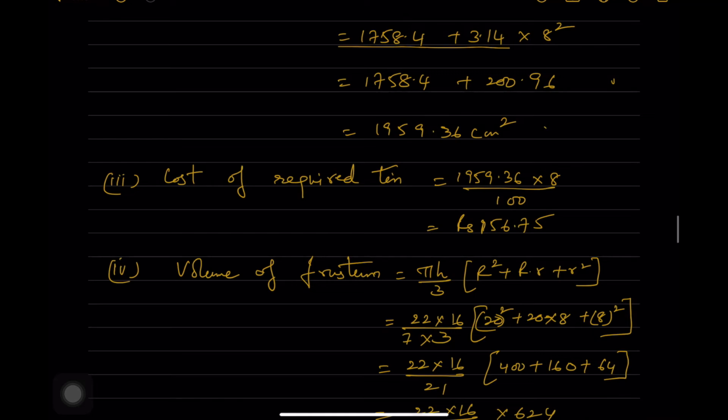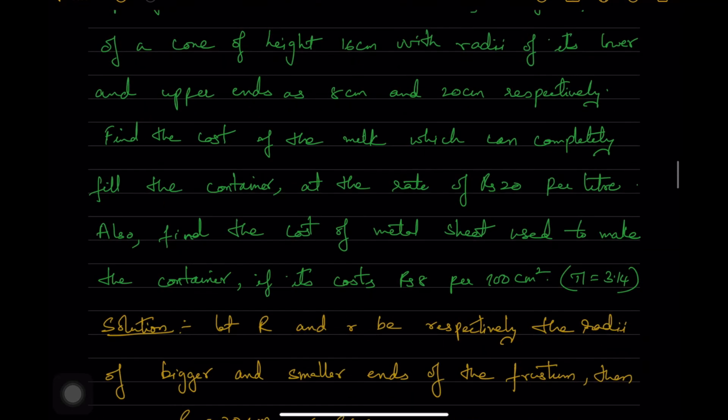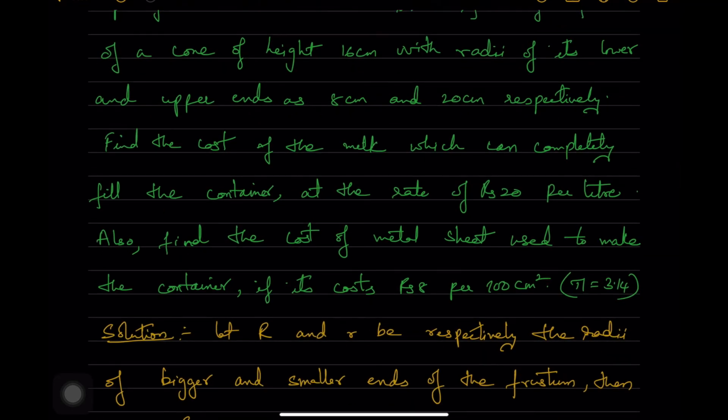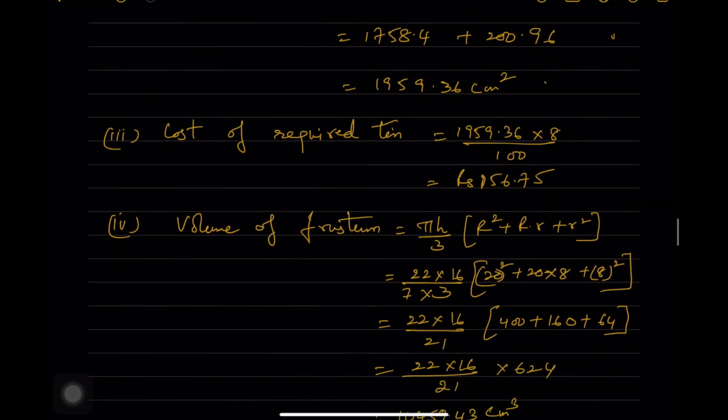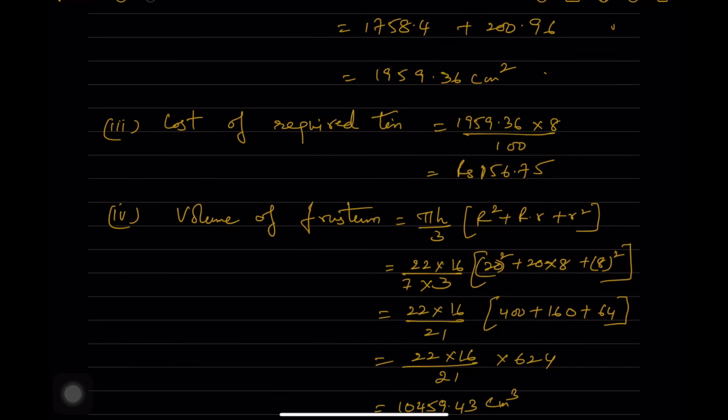So now the cost of the required tin is equal to 1959.36 into 8 divided by 100, at the cost of 8 rupees per 100 centimeters square. So it will be equal to 8 by 100 of that, and you are getting the cost of required tin as 156 rupees 75 paise.